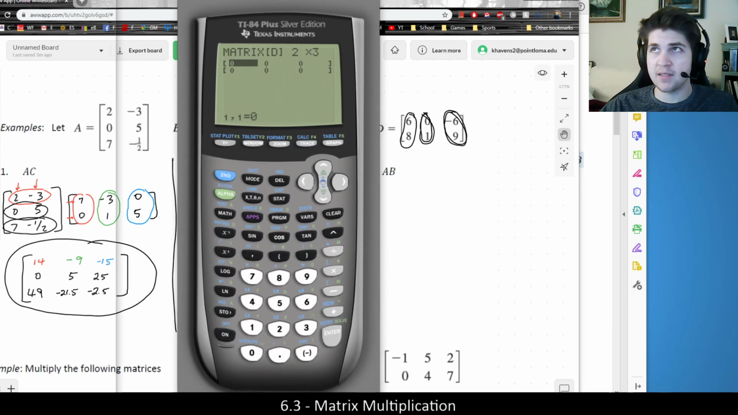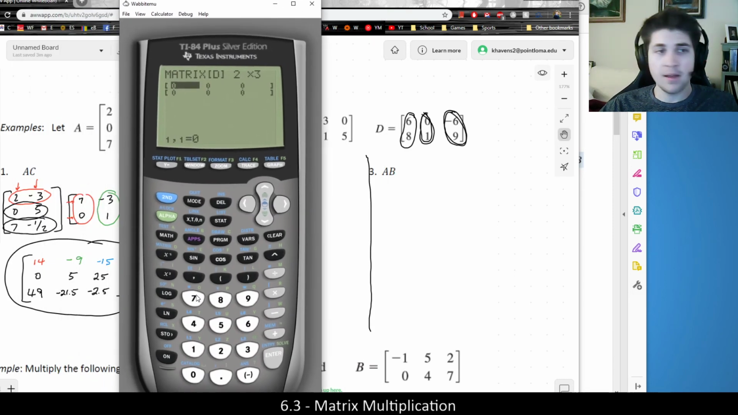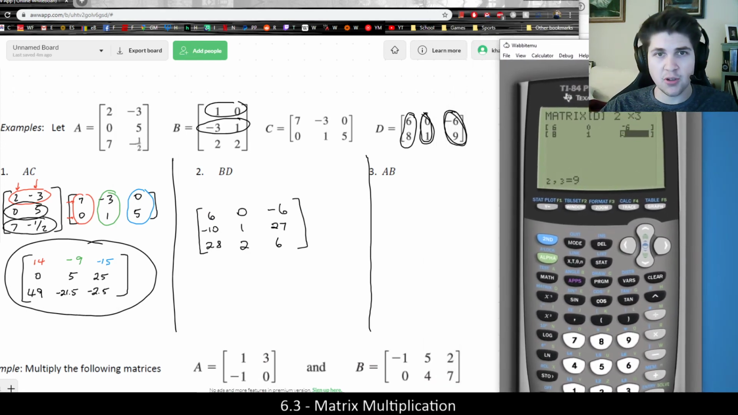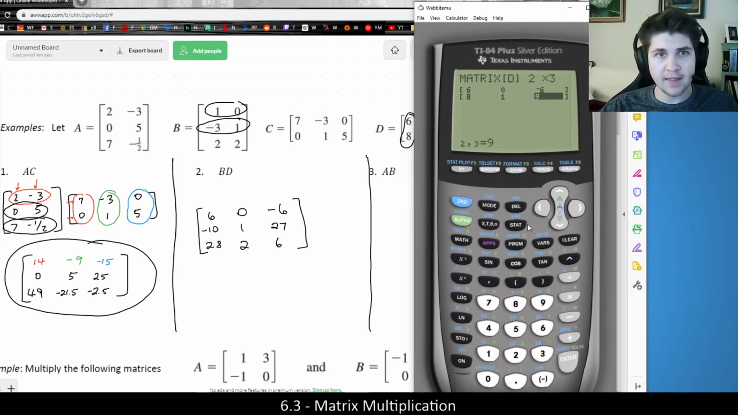And this matrix is 6, 0, -6, 8, 1, 9. And then once I've hit enter on the last column, those should all be stored right in there.